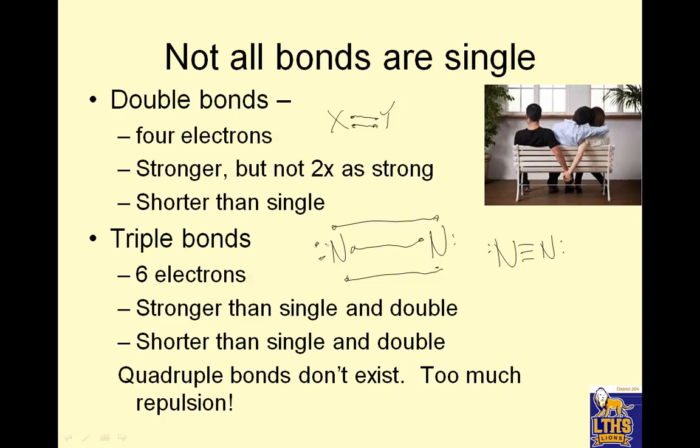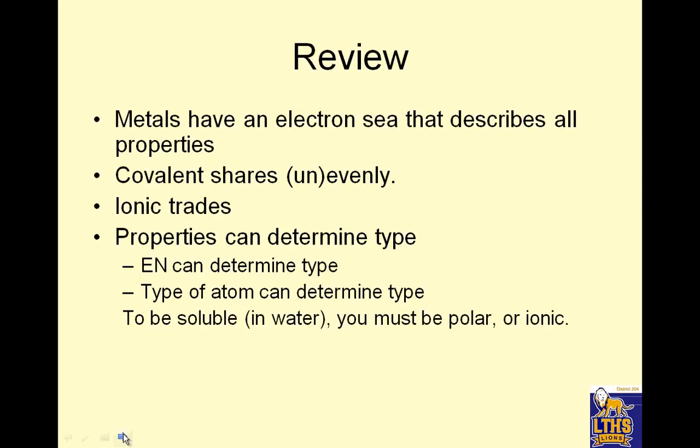Quadruple bonds don't exist, there's too much repulsion. Remember, these are all electrons, and they're all negative, so they all repel some. And eventually you get too much of a good thing.